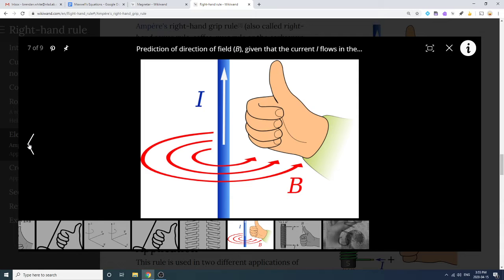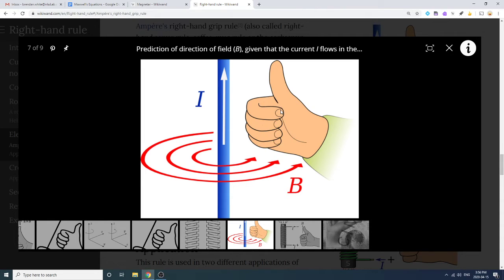Right hand, left hand rule. Right hand, because we're looking at current here, and current is by default positive, so right hand is used. Very importantly, the thumb represents the direction of the current, and the fingers, the way that they coil or loop around, is the direction that the magnetic field will be generated in.